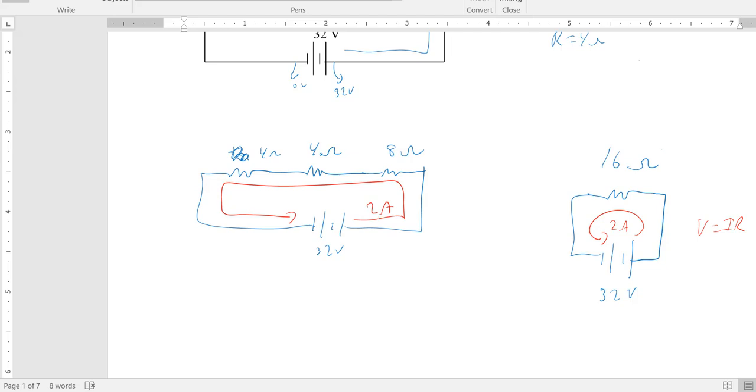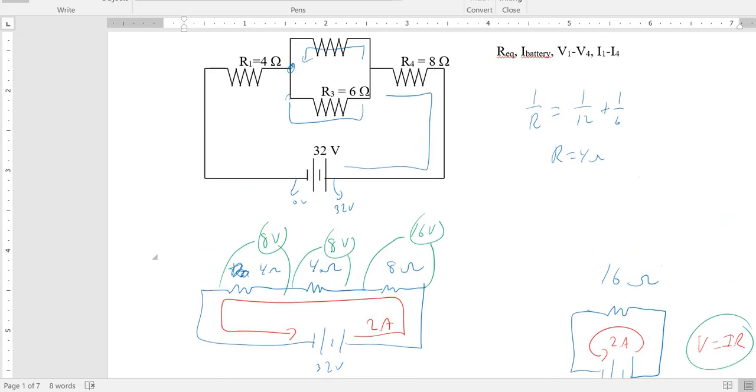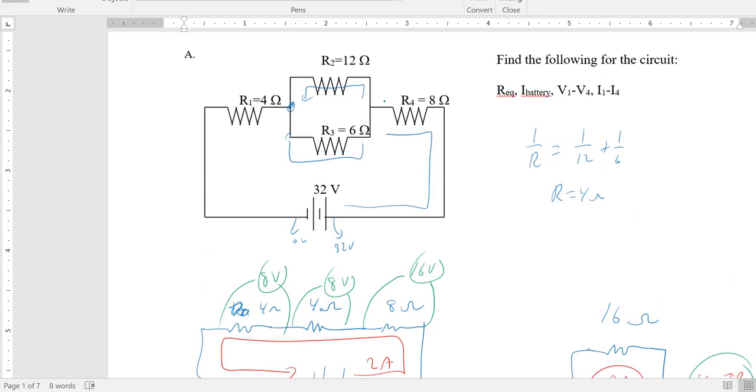Then you can figure out the voltage drops, again just using V equals IR. 2 times 8 is 16 volts. 2 times 4 is 8 volts. And 2 times 4 is 8 volts. Now, double check: 8 plus 8 plus 16 equals 32. Then I'm going to go up to this picture and transplant those voltages to this picture. So this is a 16 volt drop. And this is an 8 volt drop.